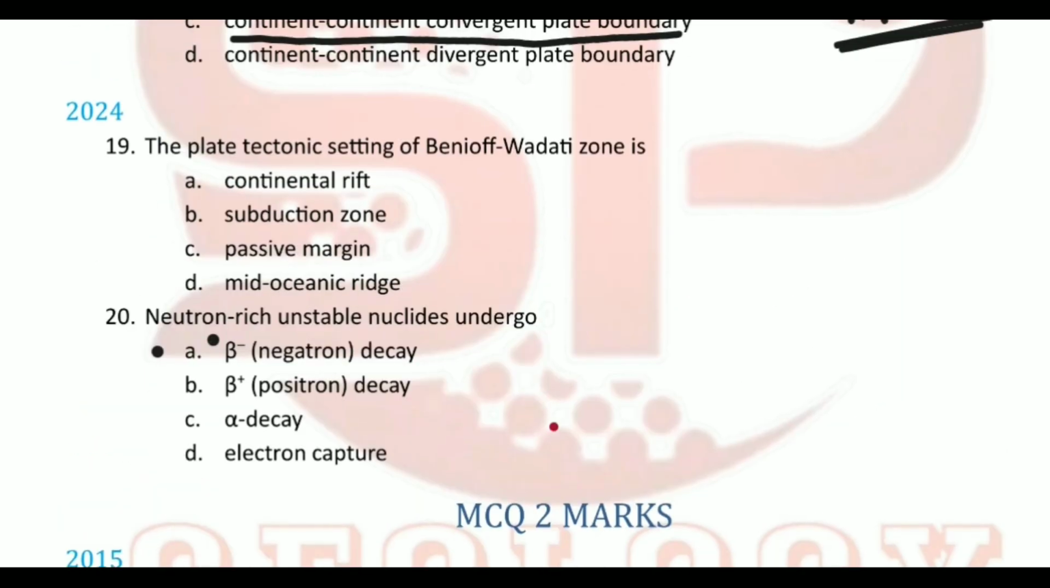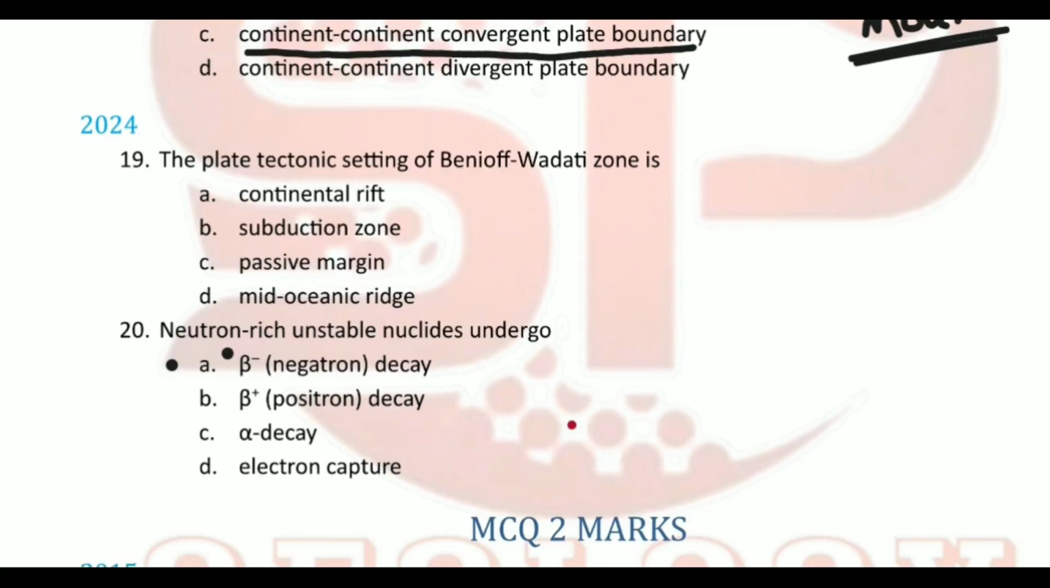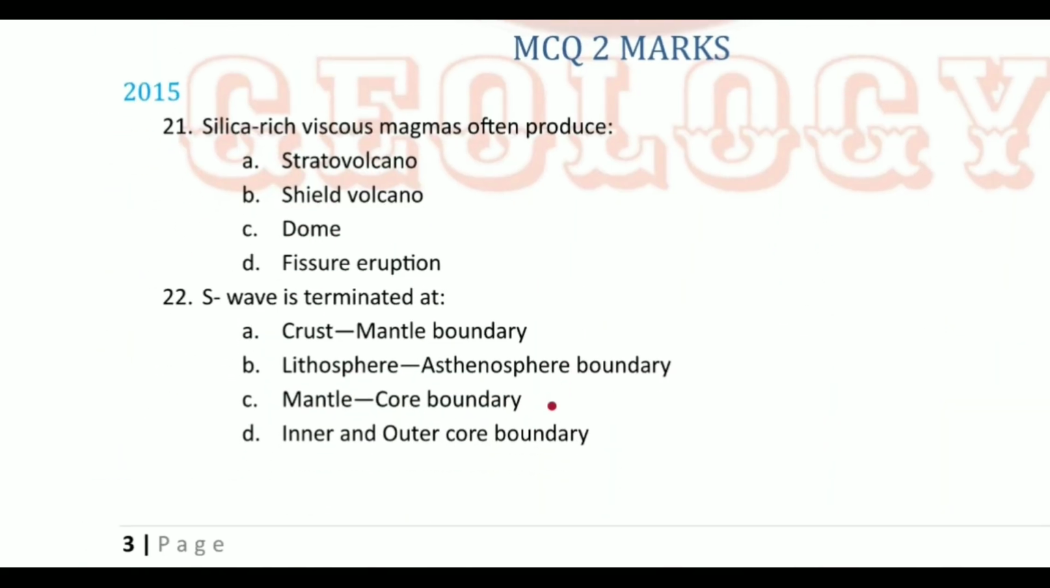So this was your MCQ 1 mark question, from 2015 to 2024. Then comes the 2 marks. Silica-rich viscous magma often produces... If silica-rich viscous magma, then it produces stratovolcano or it can produce a cinder volcano.